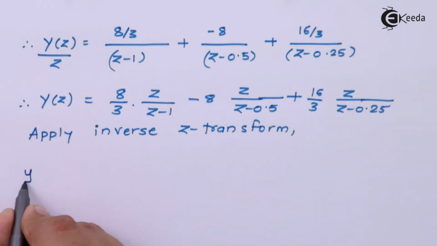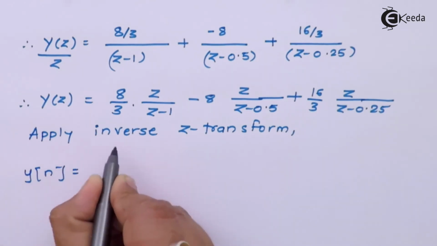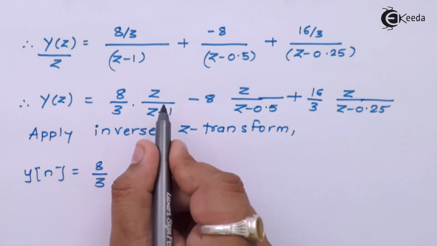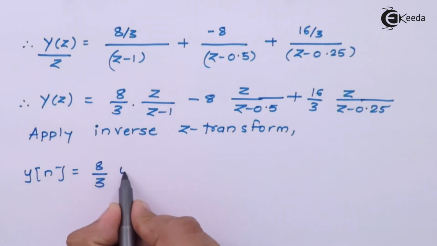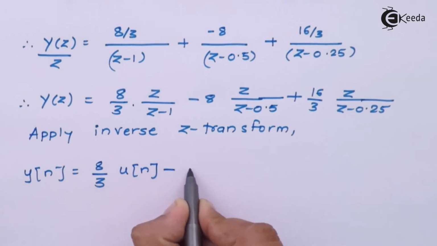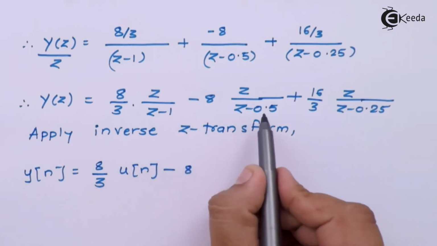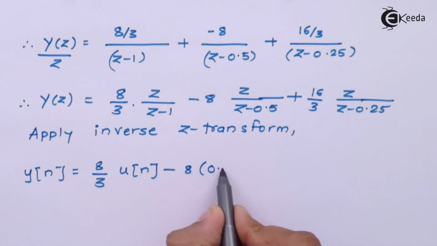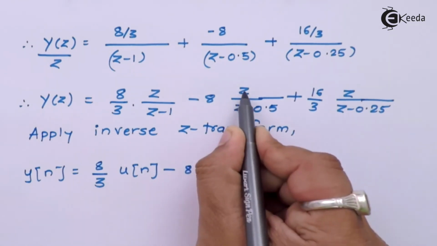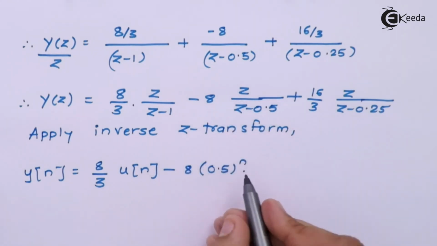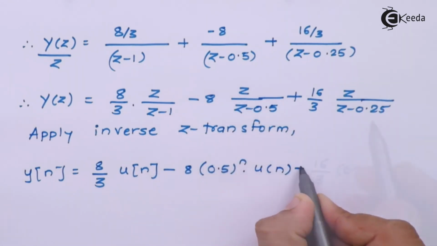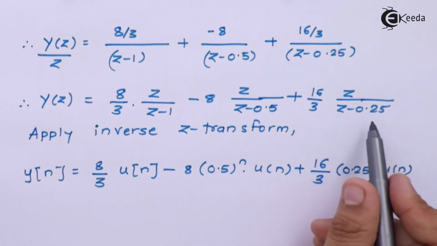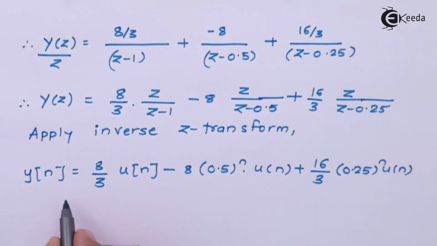This Y of z can be represented by y of n. Now 8 by 3 is already a constant. So z upon z minus 1, inverse Z transform of z upon z minus 1 is simply nothing but the unit step. Now next one is minus 8. Here we have minus 0.5, which is the value of a. So we can write minus 0.5 raised to n. Then what we will get? z upon z minus 1, and it's nothing but the unit step response. Here 0.25 is my a, so I have written 0.25 raised to n into z upon z minus 1, inverse is u of n.